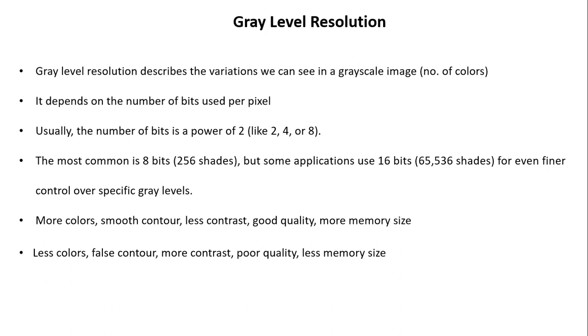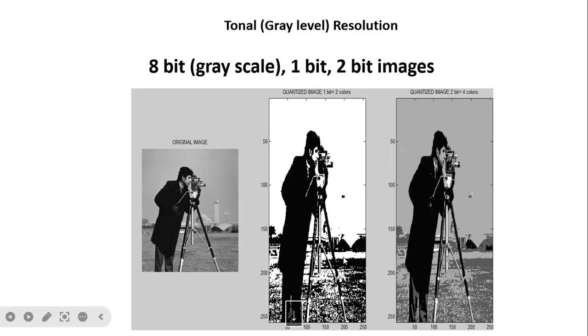More colors: smooth contour, less contrast, good quality, and more memory size. So these are the advantages of having more colors. Fewer colors: false contour. False contour means a smooth area is not there, abrupt changes are there. More contrast, poor quality, and less memory size. Now we can see that gray level resolution is also called tonal resolution.